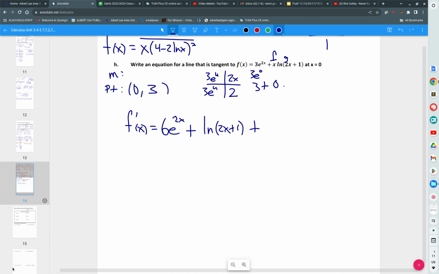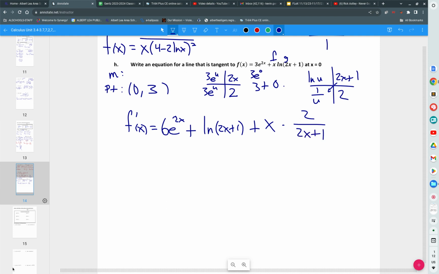Plus, then we have f times g prime. So x times the derivative of the natural log of 2x plus 1. Close. You have the natural log of u, and you have 2x plus 1. You are right, Aiden, that the derivative is 2, but in this situation, you have to make sure you plug the 2x plus 1 back into the bottom. You see that? So we get 2 over 2x plus 1.